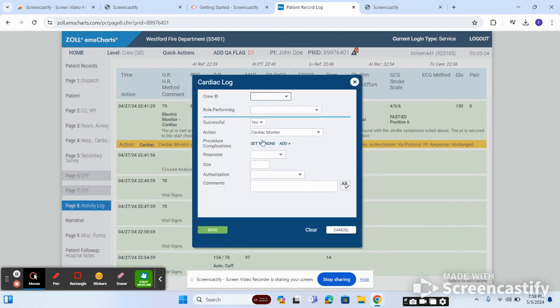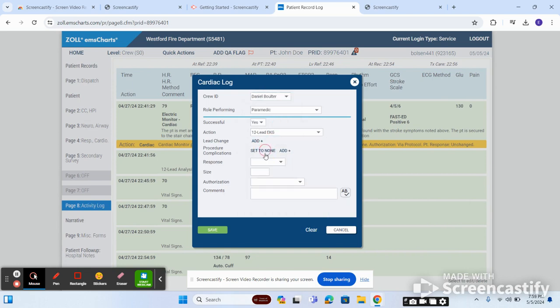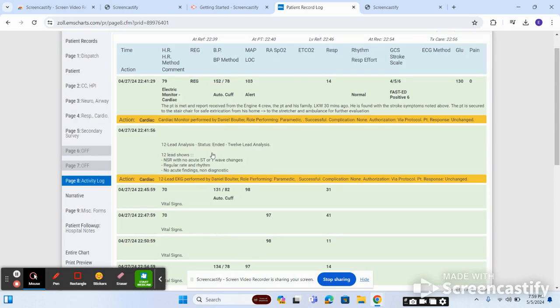It's going to open up our cardiac box again. Again, we're going to say Dan was a pal and did it for us. We're going to change this to 12 lead EKG. We're going to set complications as none. We're going to say it's unchanged, and we can do that via protocol. All set. Okay, so now, because he's a stroke, we've been there for a couple minutes, we're going to leave.